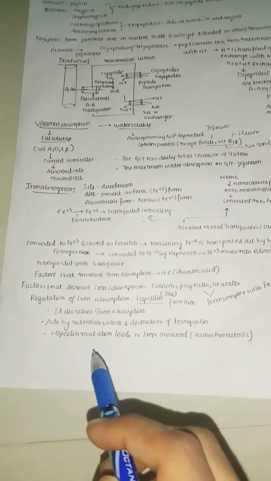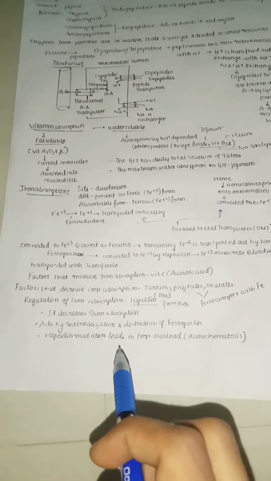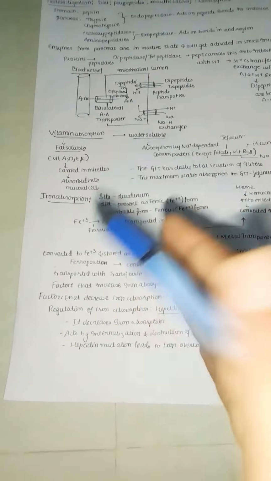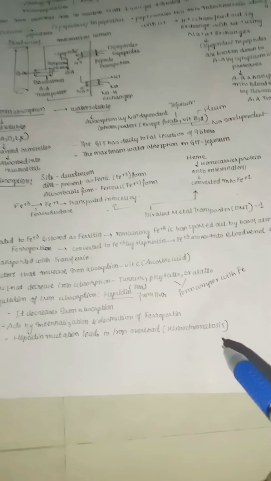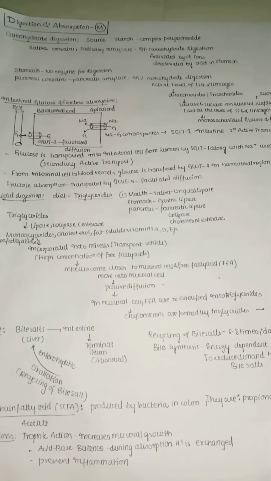Hepcidin mutation leads to iron overload. Yes, of course, because hepcidin is like a regulatory process. Whenever iron is more, we need to destroy it. But here there is no hepcidin. If there is no hepcidin, then more iron will get absorbed into our body. That is called hemochromatosis. So by this we completed our quick revision of digestion and absorption, and next we will continue with our last part, GI motility.